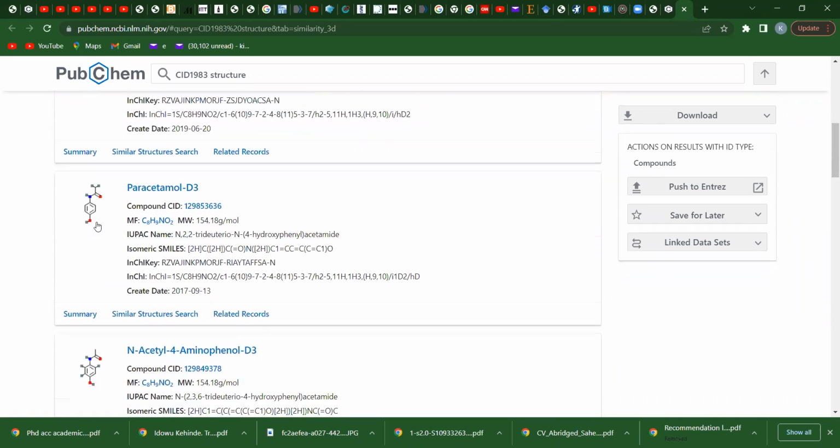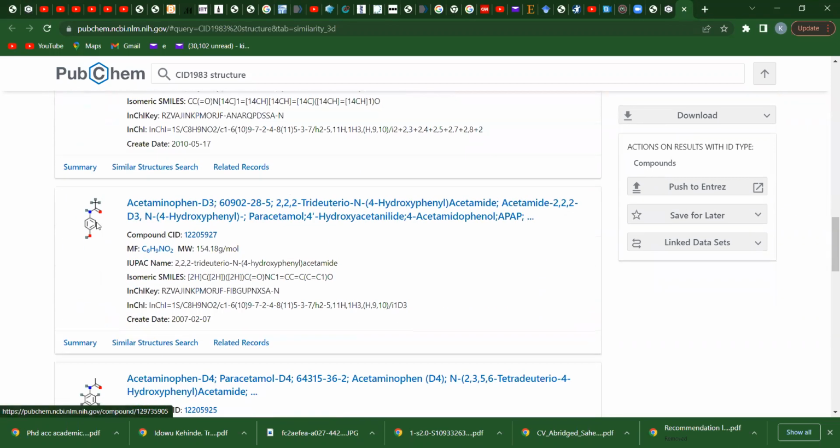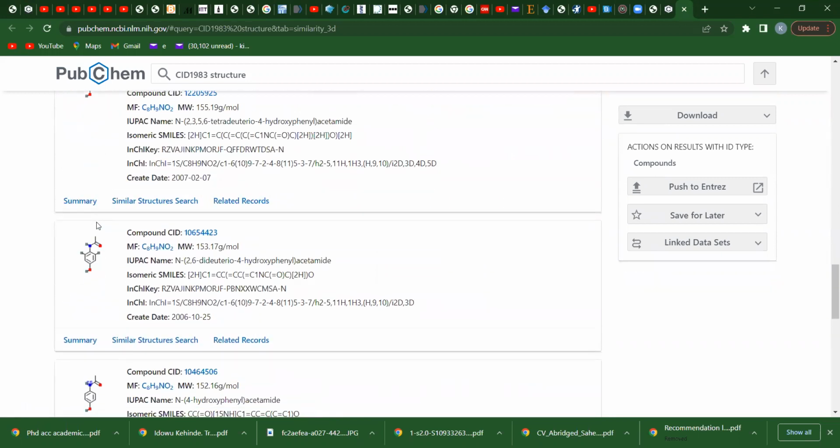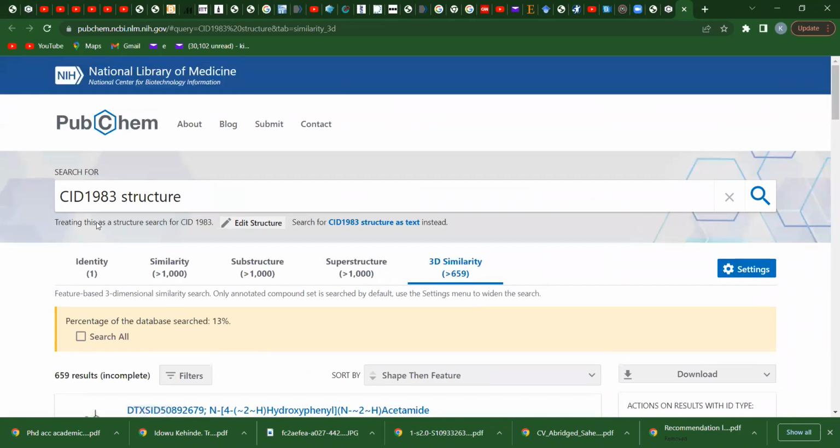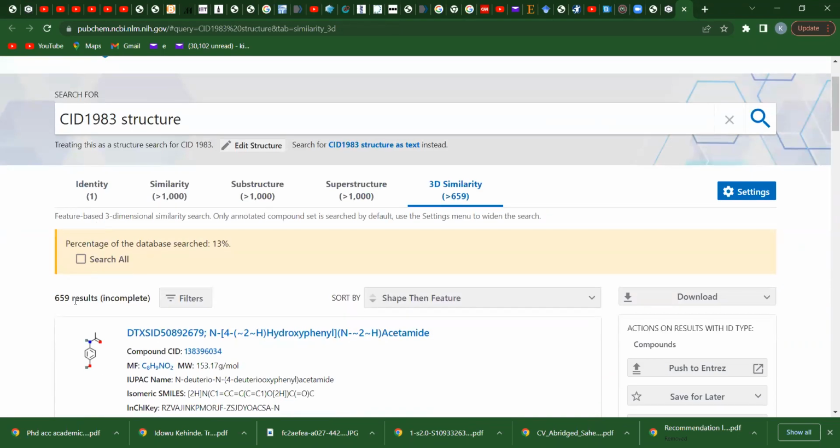So if you want to design a drug that can cure headache, fever, or pain, like acetaminophen, you don't need to crack your brain to design it. Just make use of tools like this for similarity search. It gave me about 659. There are also some servers that will give you millions of compounds related to Tylenol. I'm just giving you that as an example.